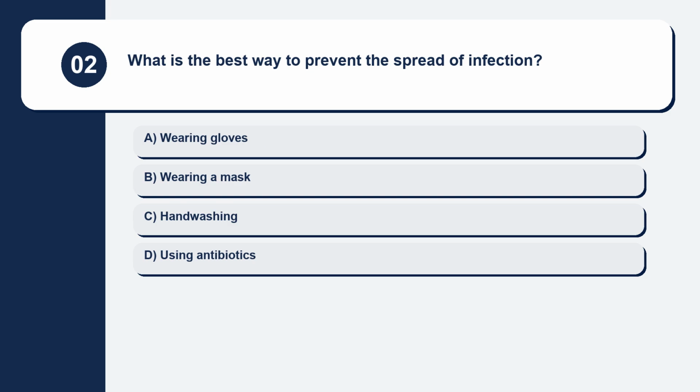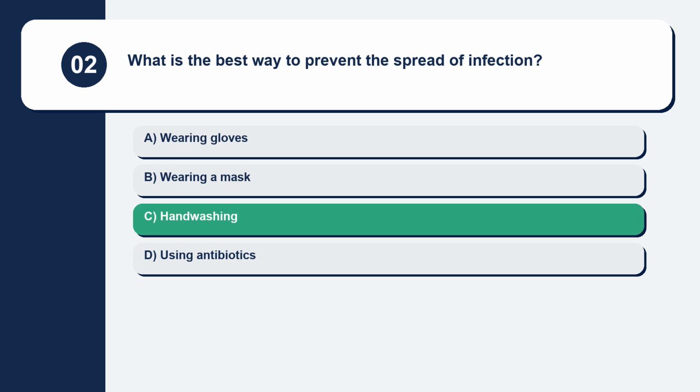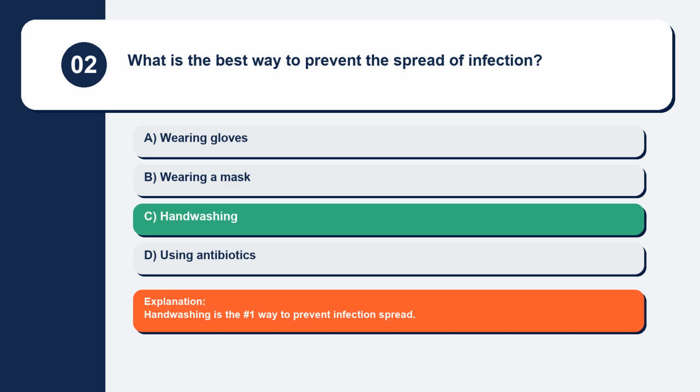Question 2. What is the best way to prevent the spread of infection? Wearing gloves, wearing a mask, hand washing, using antibiotics. Hand washing is the one way to prevent infection spread.